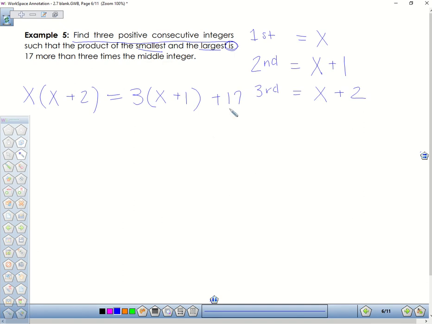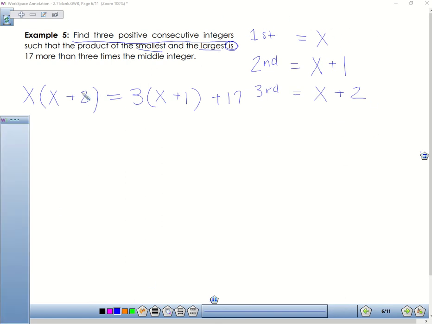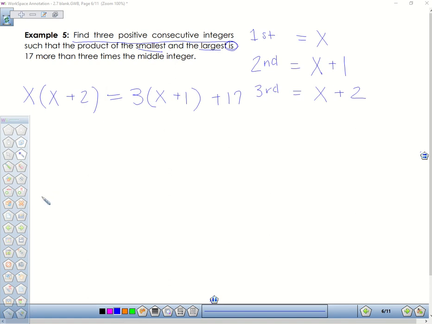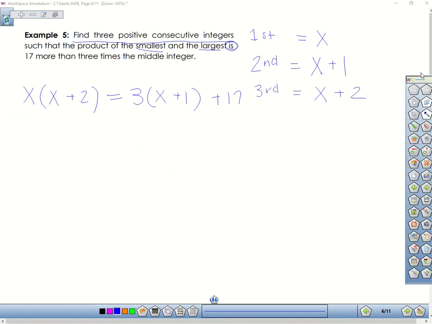So look over the setup. The reason that it's x times x plus 2 is because it says the product of the smallest and the largest. The first number represents my smallest integer, and the third number represents my largest integer, and we want the product of those two. Okay. So that's why I set it up that way.